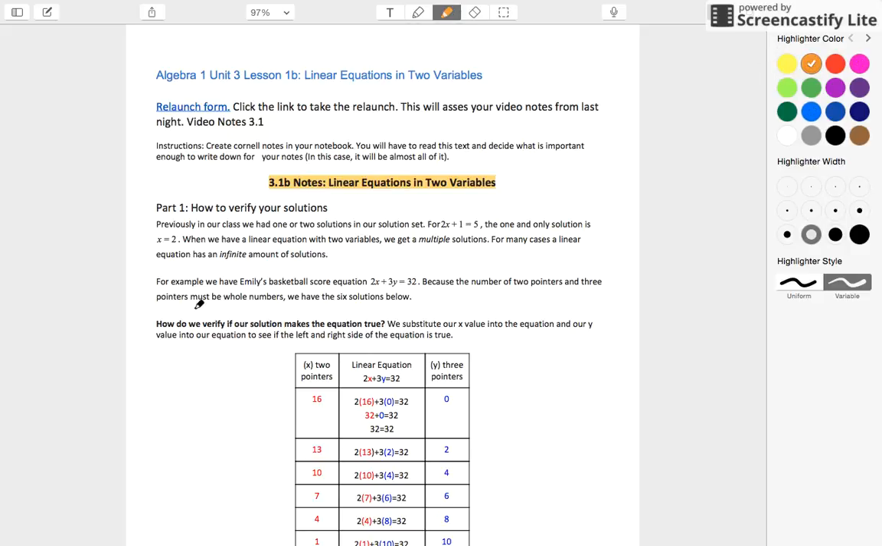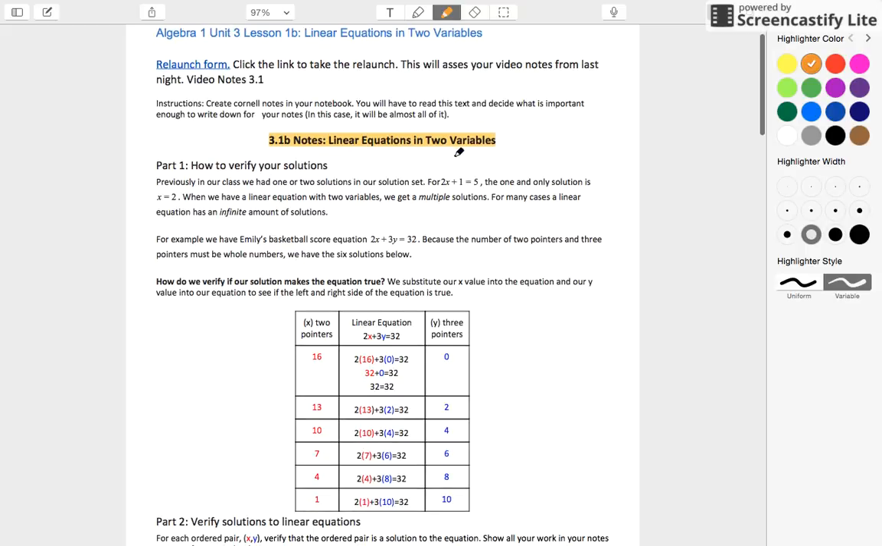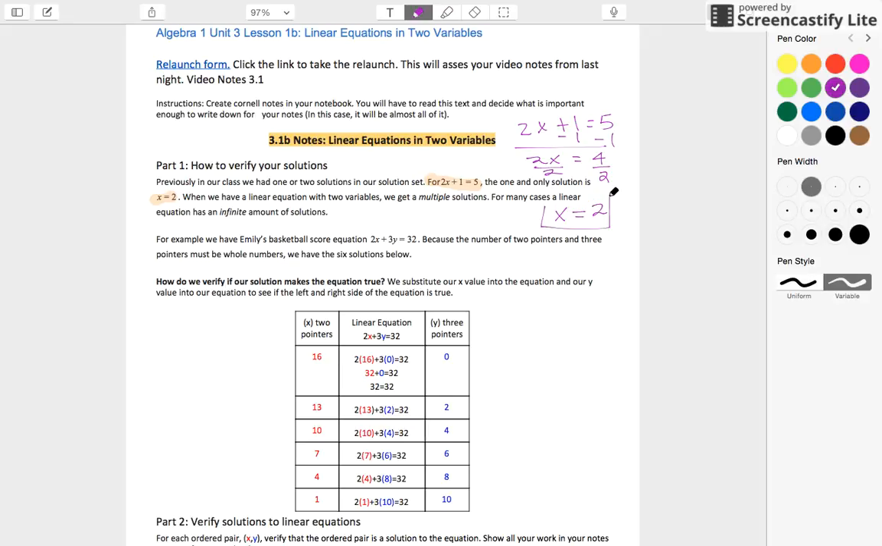And right here, we're moving into the direction of linear equations in two variables. So before, right here, it says previously in our class, we've had one or two solutions in our solution set. So right here, it says for 2x plus 1 equals 5, we only have one solution. Now, the way you can see that is if you can solve this on the side: 2x plus 1 equals 5, and then you subtract 1, you'll get 2x equals 4, divide by 2, and you'll notice x equals 2. Therefore, you have one solution. That's where they got this x equals 2.